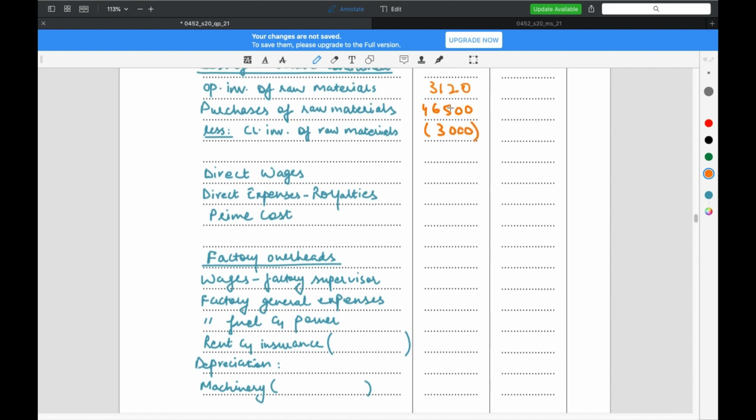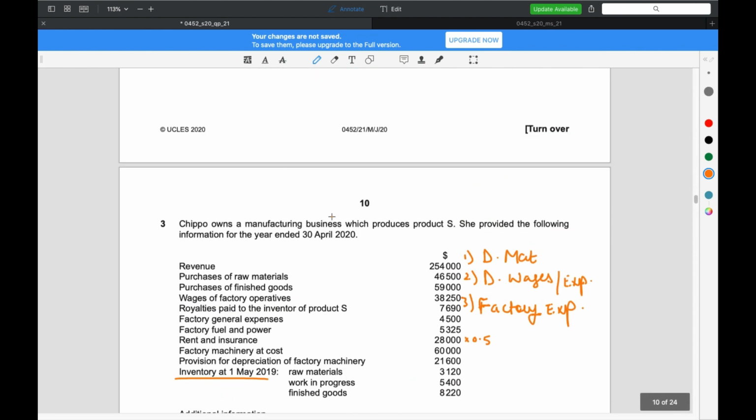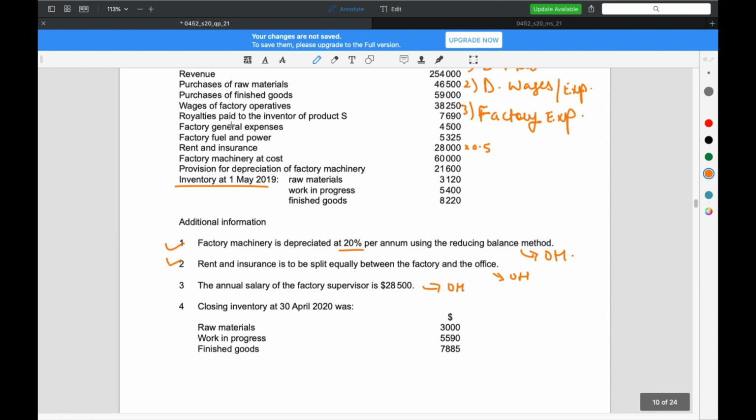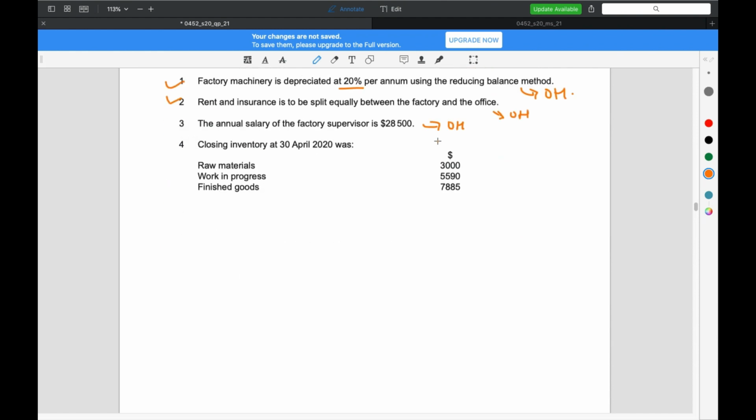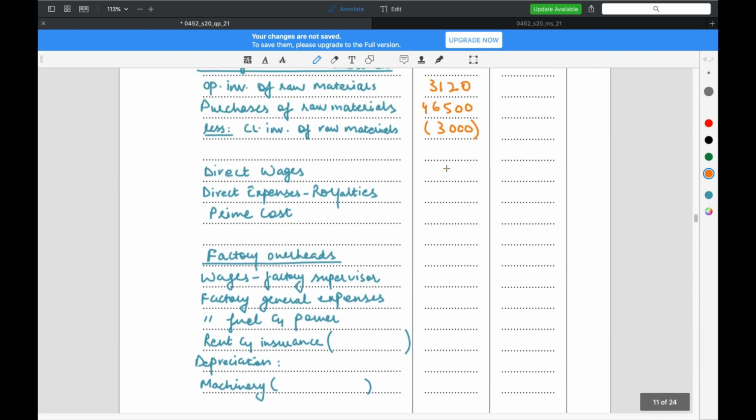So that is that section taken care of, and then we can just add in the direct wages. He's given you that as well. That is going to be direct wages. Right, the wages of factory operatives is going to be 38,250. So write that down. 38,250. And then the direct expenses, the royalties, which he says up there, is going to be 4,500. Oh, sorry, not 4,500. That is actually going to be 7,690.